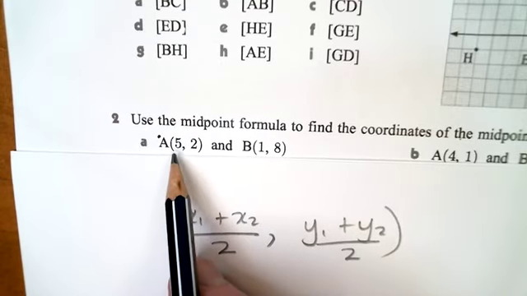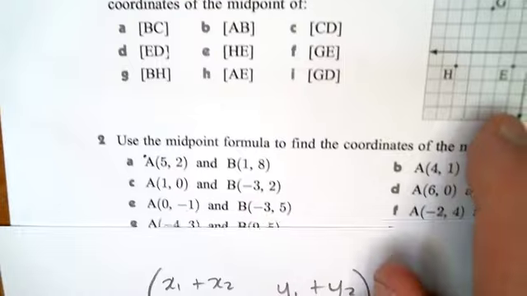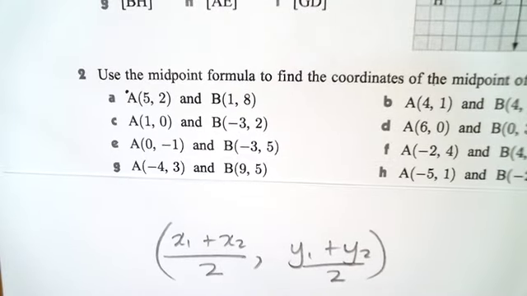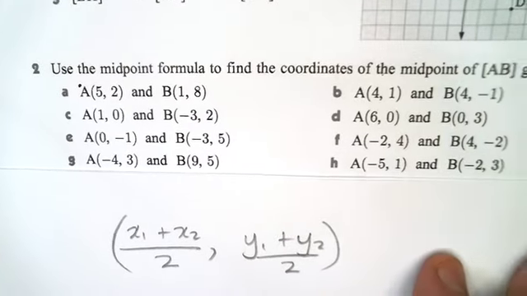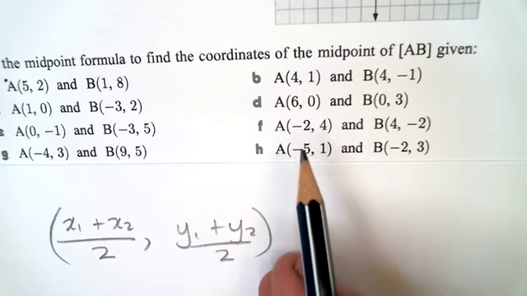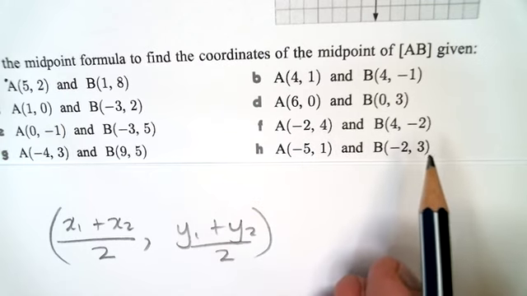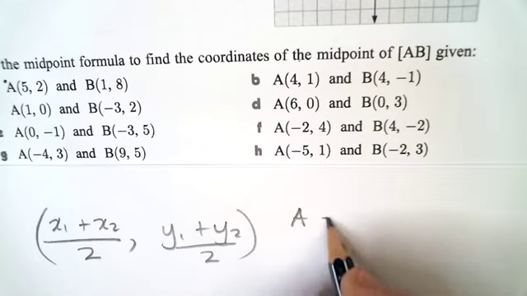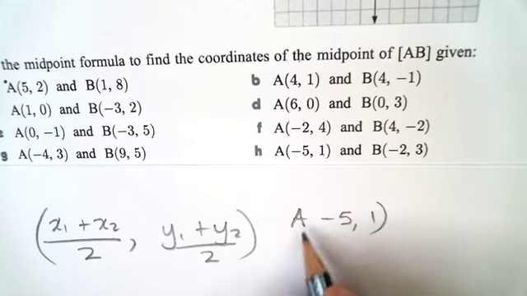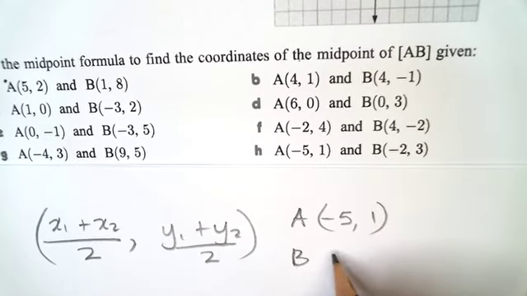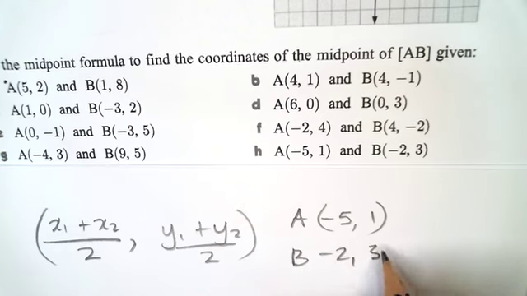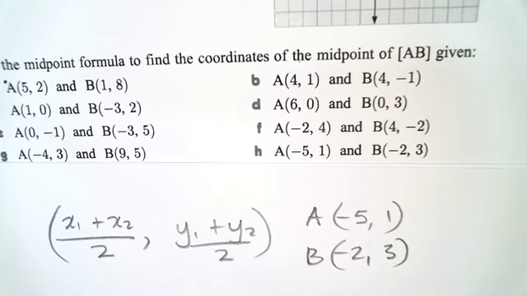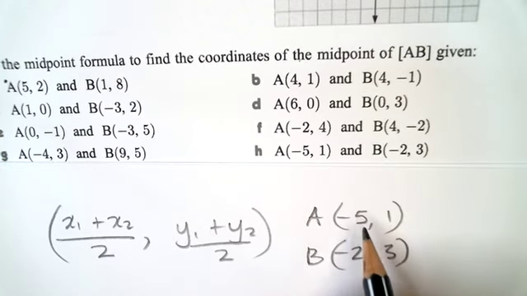I'll choose one with a bit more numbers in it. Let's go with this one here, negative 5, 1, negative 2, 3. So point A is negative 5, comma 1. And point B is negative 2, 3. Now I've left a bit of space in between these because I'm going to designate each of these: this is x and y, and this is x and y.